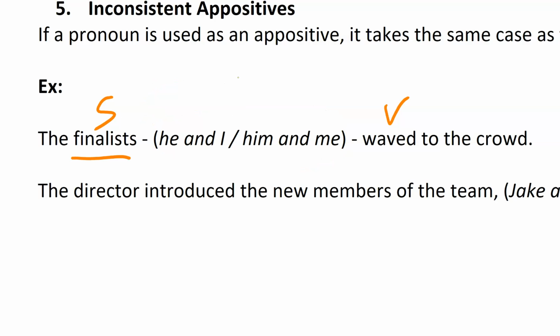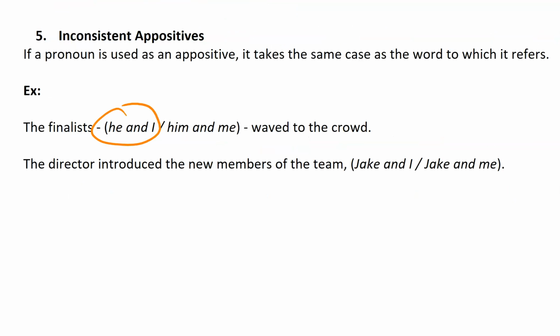So which one is the nominative case and which one's the objective case? This is clearly the nominative and this is clearly the objective. So the answer here is he and I. And if you think about it, you would never say, me wave to the crowd. And in the second example, the director introduced the new members of the team, comma, Jake and I. Or is it Jake and me?